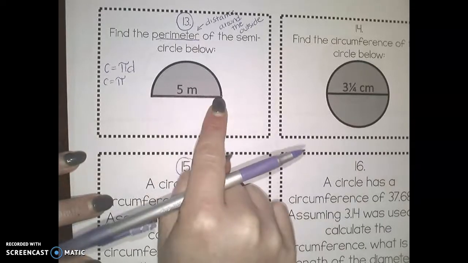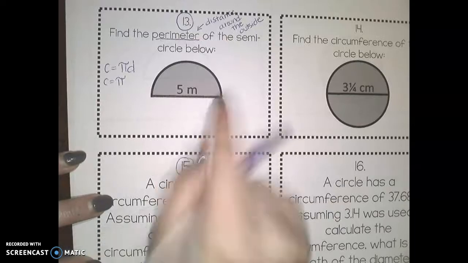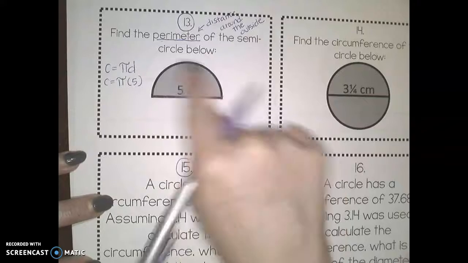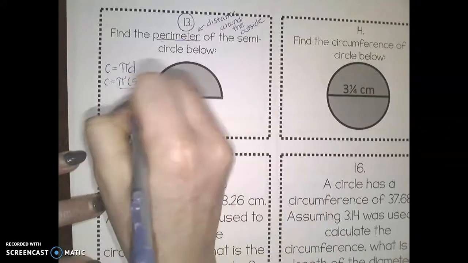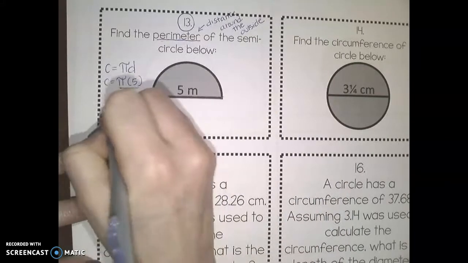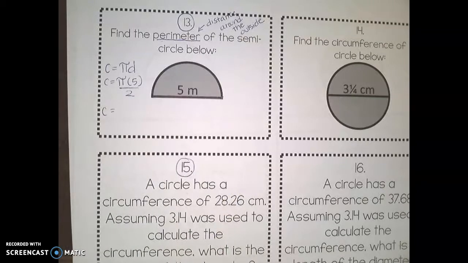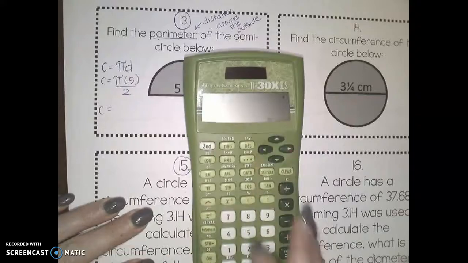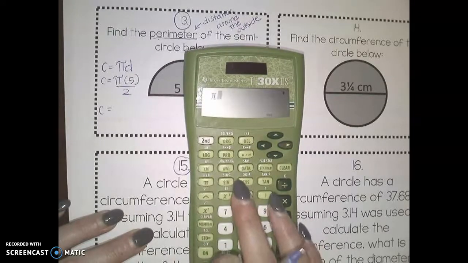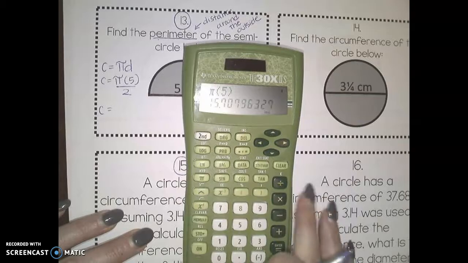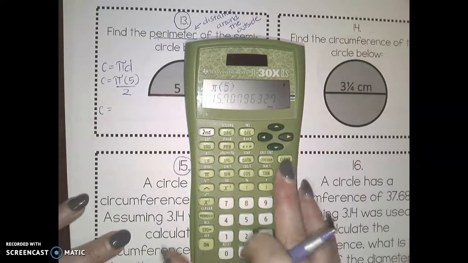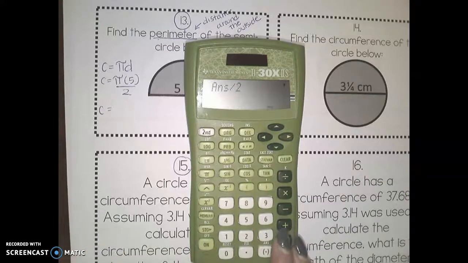So were we given a diameter here? We have the entire distance, so yes, times 5. And remember, we only want half of this, so what are we going to do to this? We are going to divide that by 2. So you guys can grab your calculator and punch that all in at the same time. So pi times 5. And that's what you would get for the entire circumference, but we only want the semicircle, half of the circle. So I'm going to divide by 2. Remember, half of it you divide by 2, not divide by 1/2.